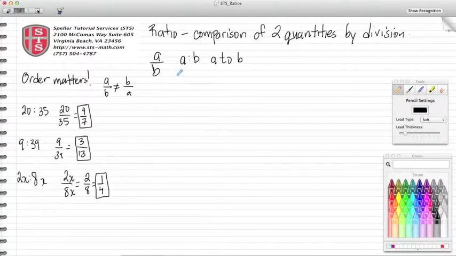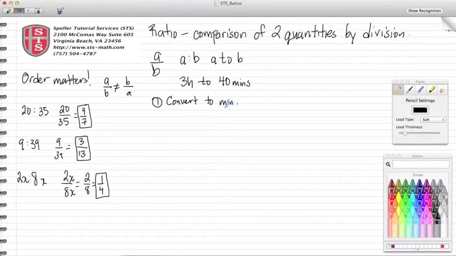Now let's take a look at something a little more complicated where I'm going to have different units that I'm comparing. So we're going to compare 3 hours to 40 minutes. All right, we have two options. The first option is where we can convert everything to minutes.